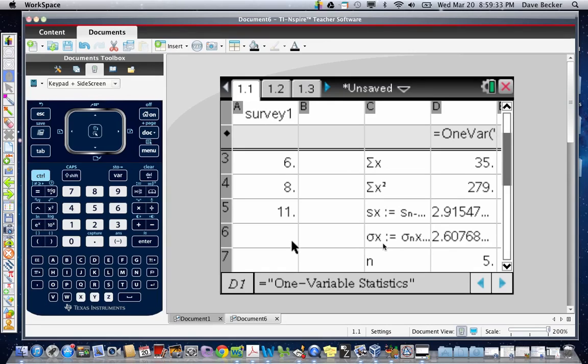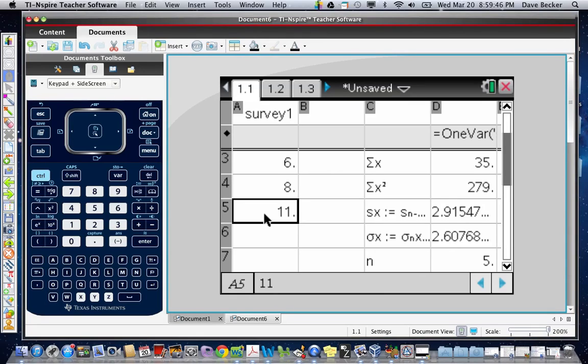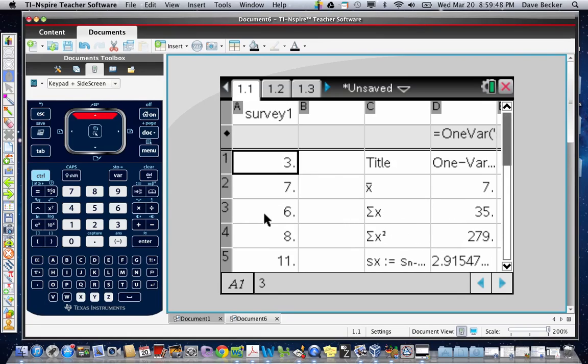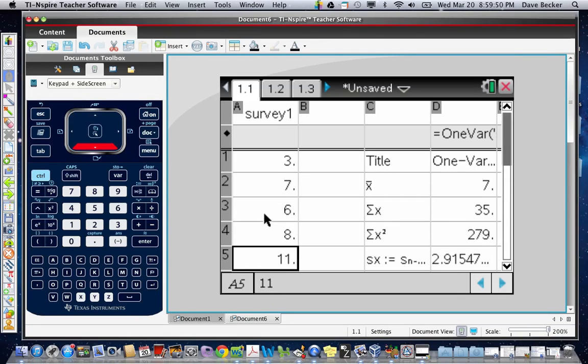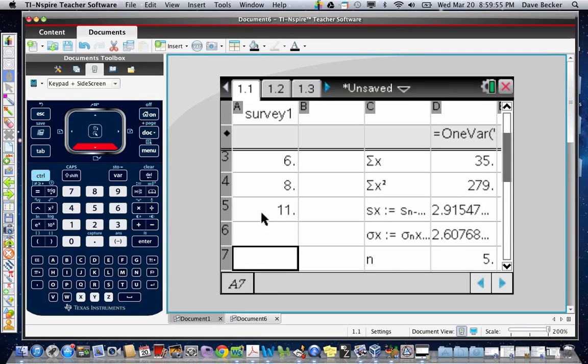And you might think, well, wait a second, Mr. B, that was a survey. Well, the calculator doesn't know whether you have a survey or the entire population. So it always assumes that you have the entire population. That's all it knows. It can't think. So as far as it's concerned, these 5 pieces of data are the population.